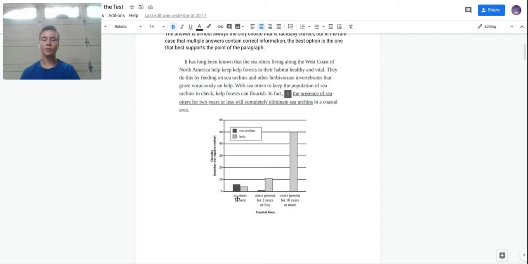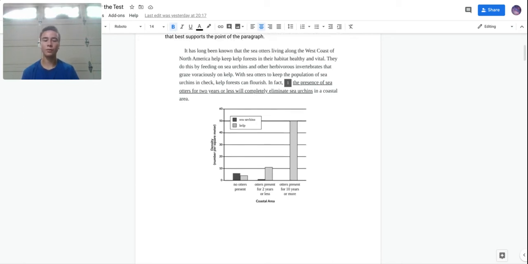It shows no otters present for 2 years or less, and otters present for 10 years or more. On the vertical axis, it shows the density of sea urchins and kelp. Sea urchins are the dark bar, and kelp is the gray bar. If there are no otters present, there are more sea urchins than kelp. If otters are present for 2 years or less, all of a sudden the sea urchin population drops a lot, and the kelp density rises a lot. And if sea otters are present for 10 years or more, then the urchins are completely gone, and the kelp density has gone up a lot, meaning the environment is healthy.